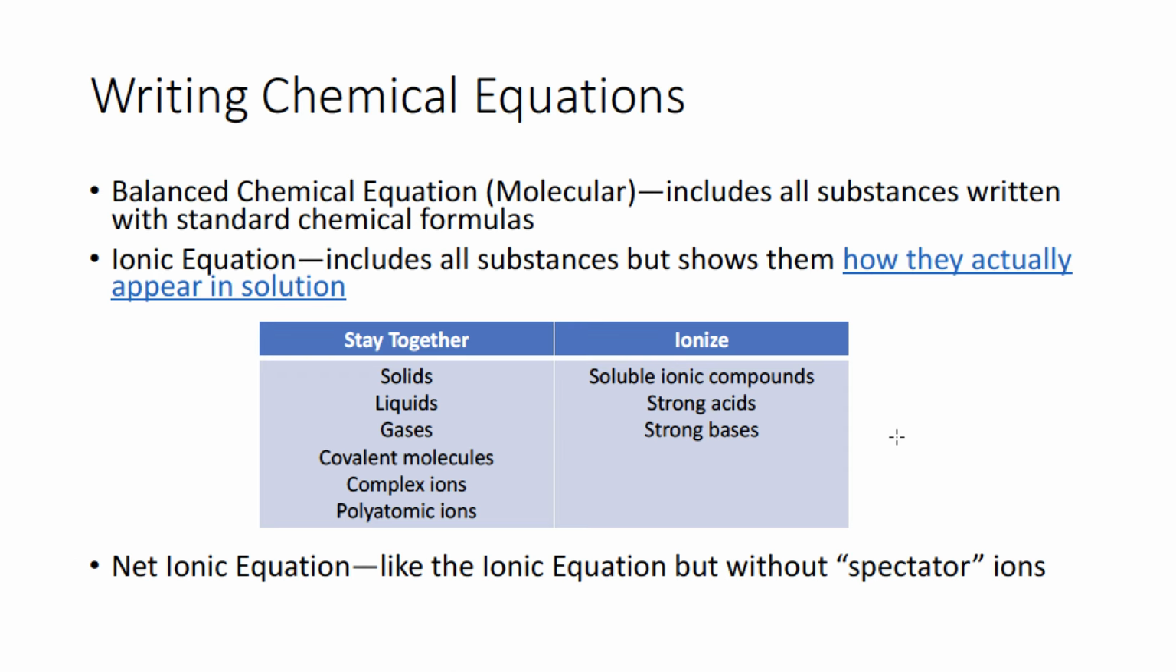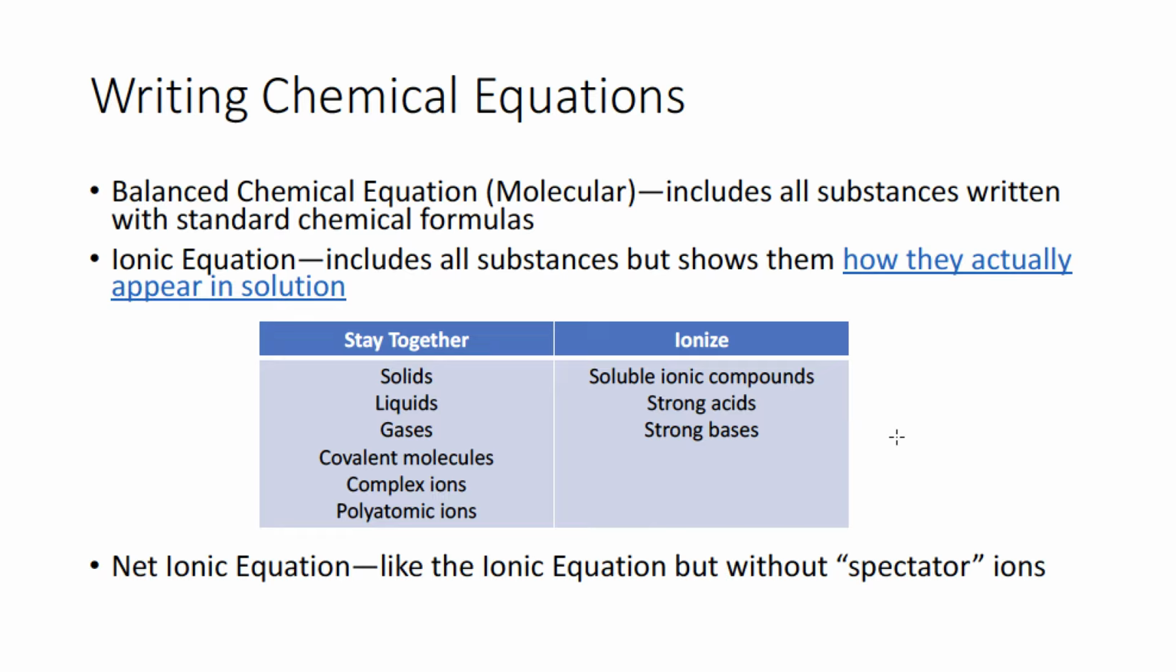Okay, so let's think about writing chemical equations. There's three types of equations that we're going to write. One of them is called the molecular equation or a balanced chemical equation. It's sort of the way that you're used to seeing equations. It has everything in it. Everything is written with the regular chemical formulas. It will have states of matter. And then we have an ionic equation and a net ionic equation.